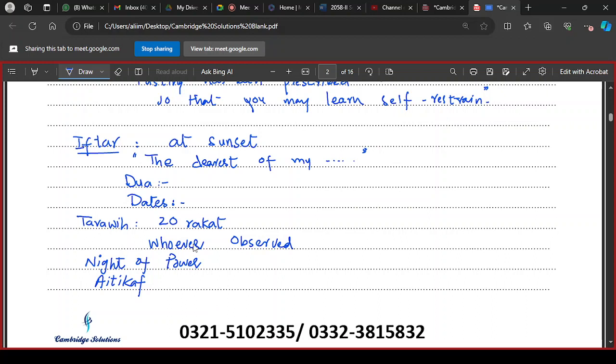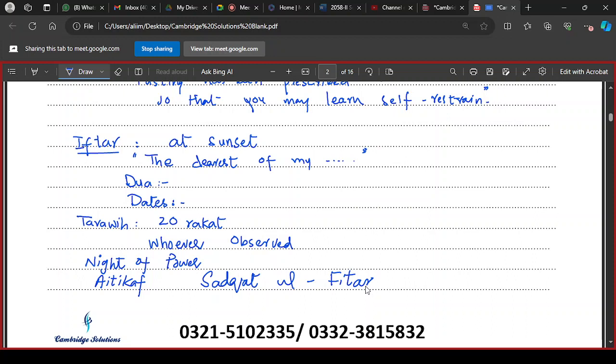You can further add and talk about Sadaqatul Fitr, which is also given usually by the Muslims in this month. Muslims also pay their zakat during this month. So that's all about how Muslims prepare and how this month is usually observed by the Muslims.